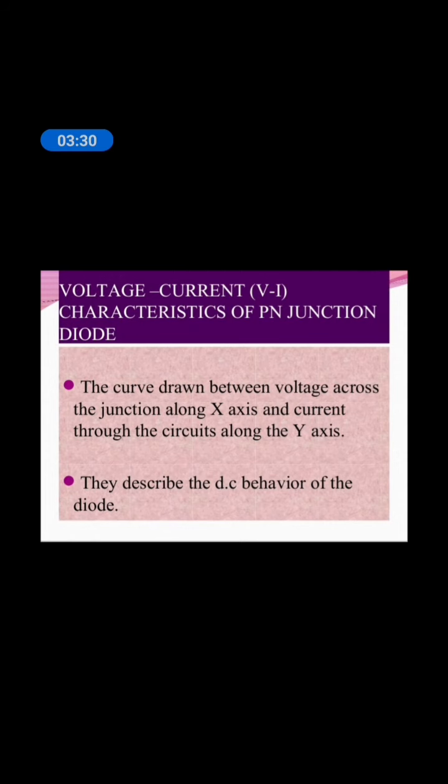Voltage-current, VI characteristics of a PN junction diode. The curve is drawn between the voltage across the junction along the x-axis and the current through the circuit along the y-axis. It is the graph between V and I. They describe the DC behavior of the diode.